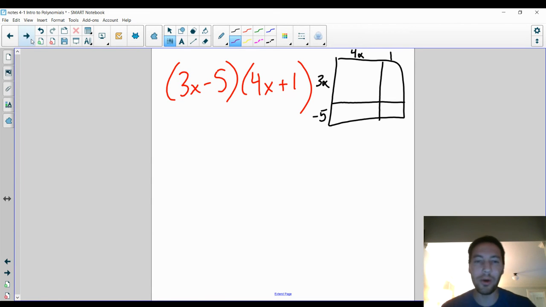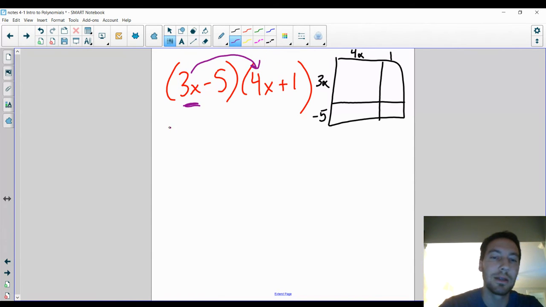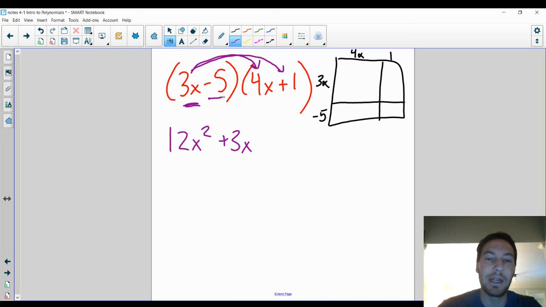foiling question. Whoa! So all you're going to do here is just double distribute. You're going to take this 3x, you're going to multiply it by 4x, that's 12x squared. X times x is x squared. You're going to take that 3x, you're going to multiply it by positive 1, that's plus 3x. You're going to now take this minus 5, multiply it by 4x, that's minus 20x. Take that minus 5, multiply it by positive 1, and you get negative 5.